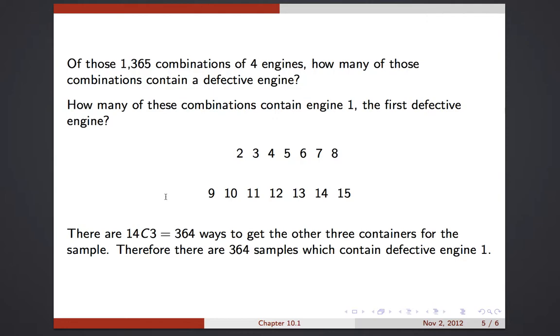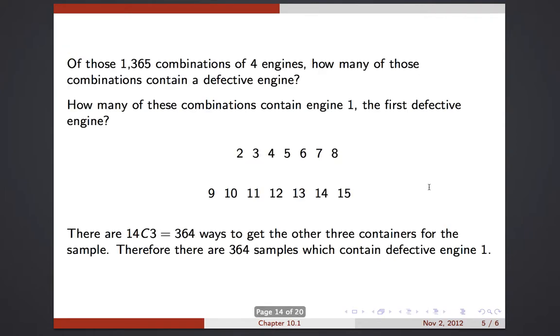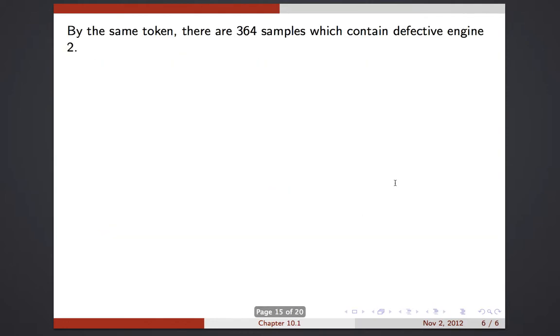So on the next slide, I'm just going to ask the same question, but for engine 2. How many of these combinations contain engine 2? Well, the logic is exactly the same. So if instead of removing engine 1, I leave 1 where it is, and I remove engine 2, you still have a sample now with engine 2 inside of it, and you want to fill in the rest of the sample with 3 more from a remaining list of 14. So removing engine 2 gives you the same result. So there are 364 samples which contain that defective engine also.